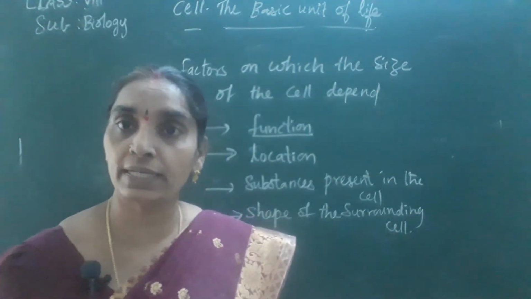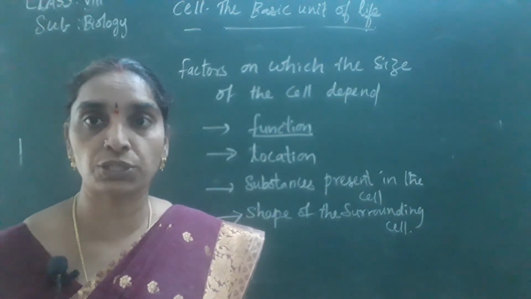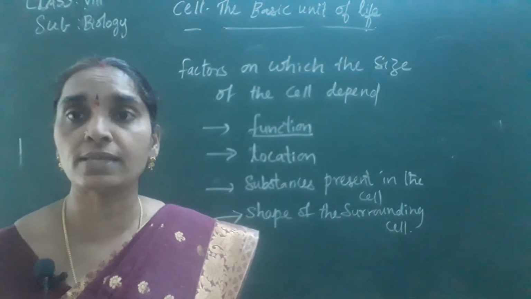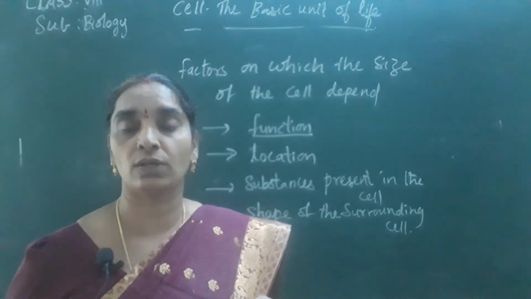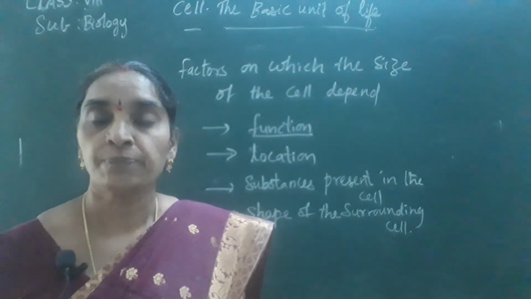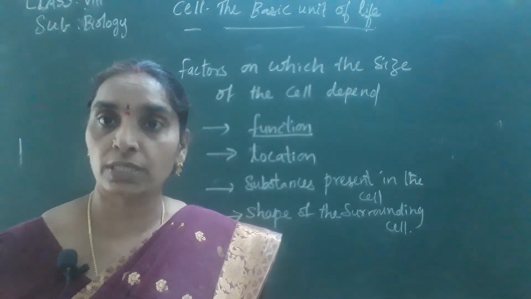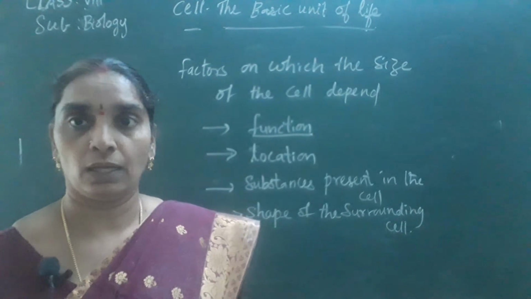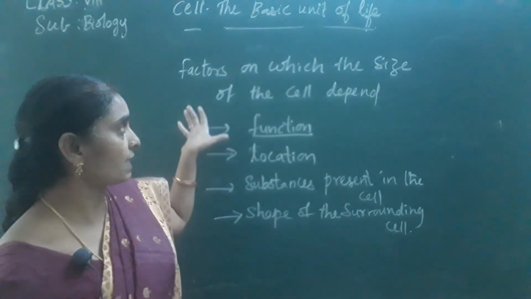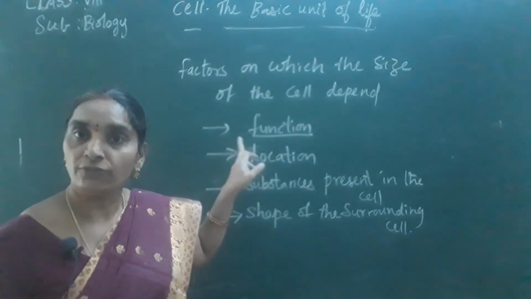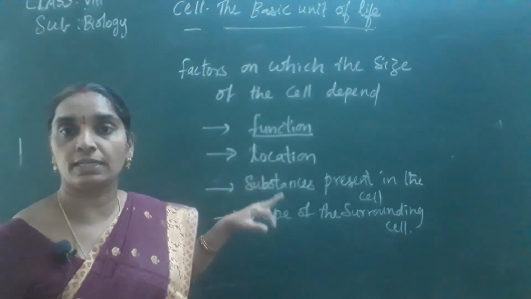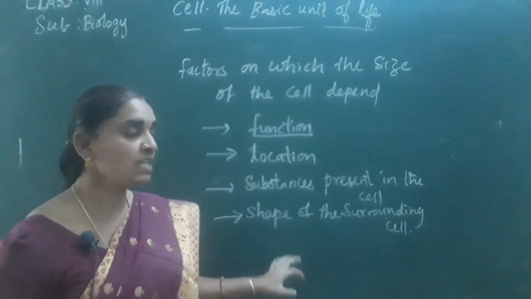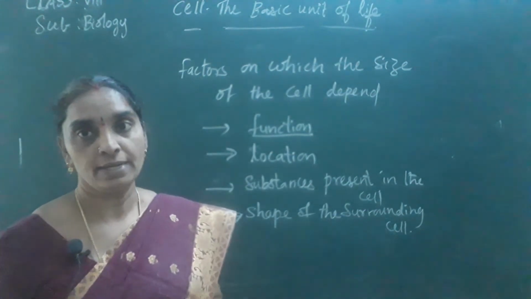And the cells of the kidneys perform the function of excretion only. Different cells present in different parts of the body perform different functions according to where they are located. So the size of the cell depends upon the function and the location of the cell, the substances present in the cell, and the shape of the surrounding cell.